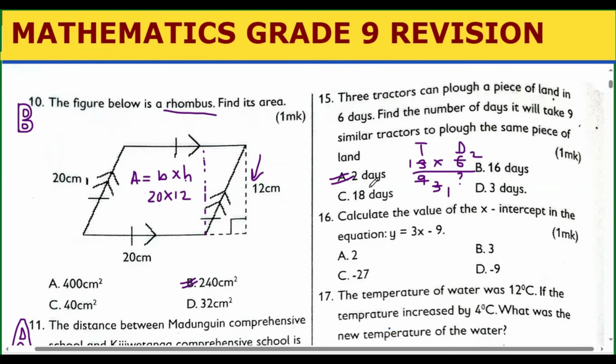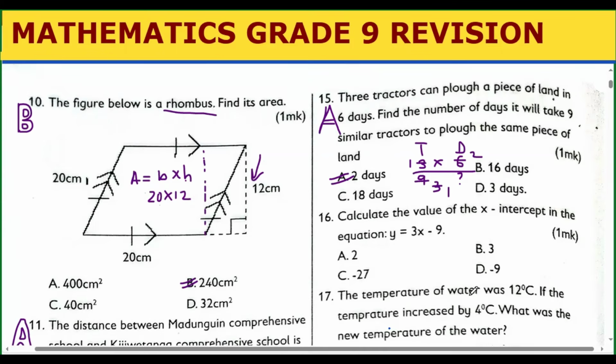Najua ni kwa nini? Because when you increase the tractors, the days go down. When you reduce the number of tractors, the number of days will be high. So the correct answer here is the animal option. As simple as that. Number 16, calculate.